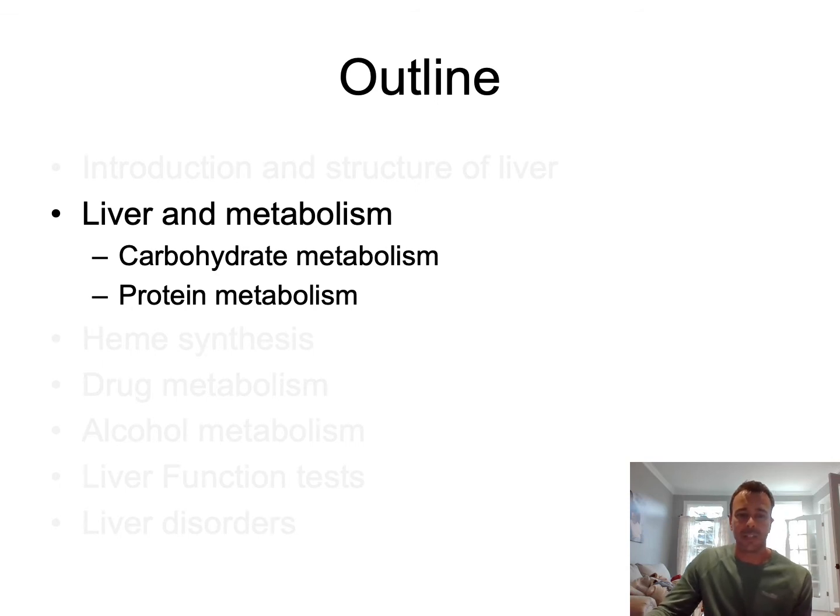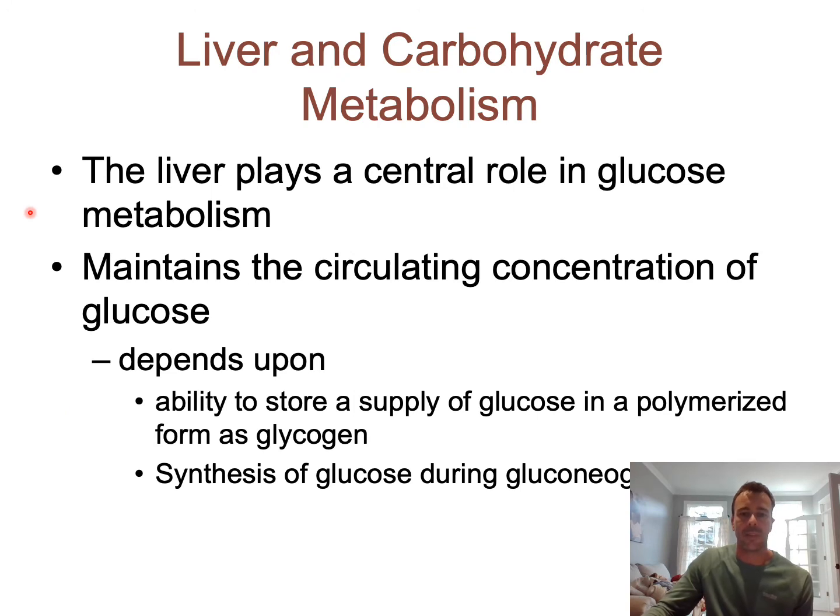That's a general introduction. Now let's talk about the liver metabolism of carbohydrates and proteins. For carbohydrates, the liver plays a central role in glucose metabolism. It maintains a circulating concentration of glucose, and this concentration depends on the ability to store a supply of glucose in the form of glycogen, which we've talked about in the past, as well as the synthesis of glucose during gluconeogenesis, which is also covered in previous lectures.